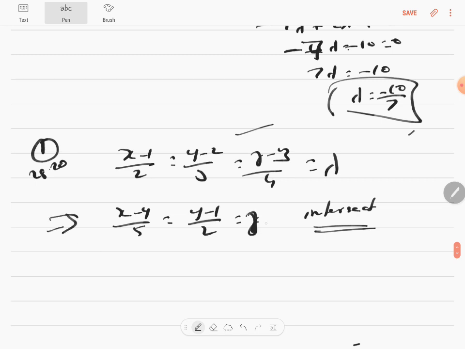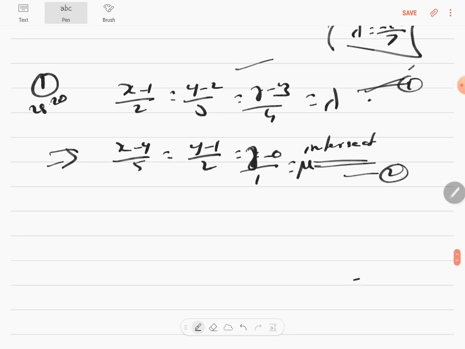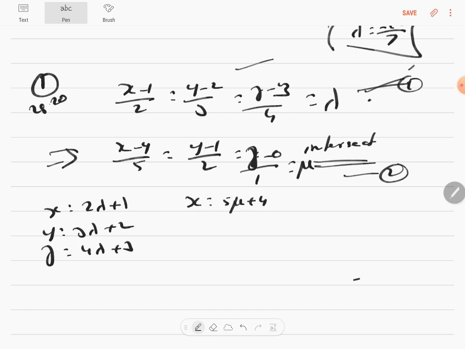When you say equal to z, it's (z minus 0) by 1. That's the thing you should know. When you say z, it's (z minus 0) by 1 is equal to mu. So find what is x, y, z from the first equation and what is x, y, z from the second equation in terms of lambda and mu. X from the first equation is 2 lambda plus 1, y is 3 lambda plus 2, z is 4 lambda plus 3. The x from the second equation is 5 mu plus 4, y is 2 mu plus 1, and z is mu itself.